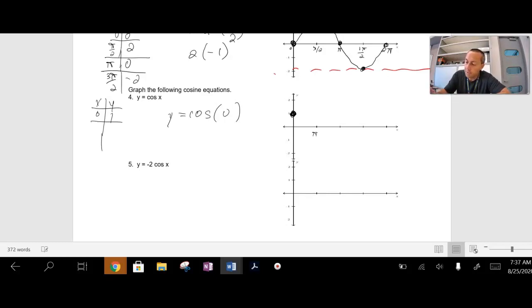If we do pi over 2, the cosine of pi over 2, and again, we're just getting these off of our unit circle. The x coordinate at the top of our circle is 0, so now we're here. If we go to the pi, the cosine of pi should be a -1 from our unit circle.